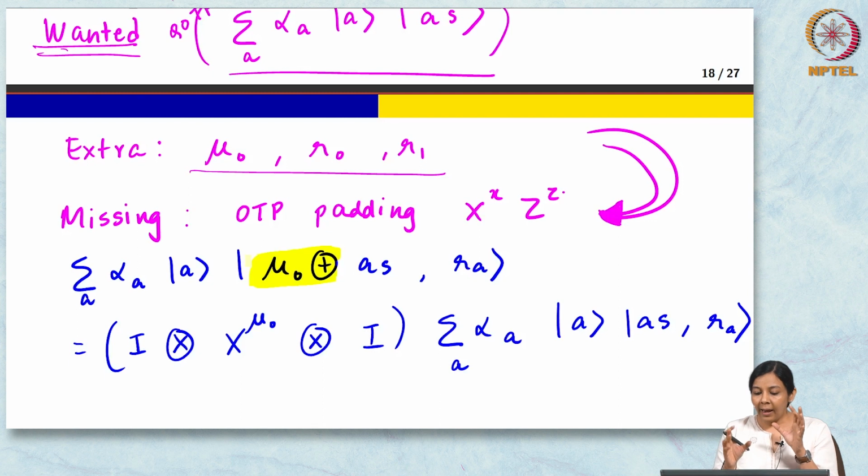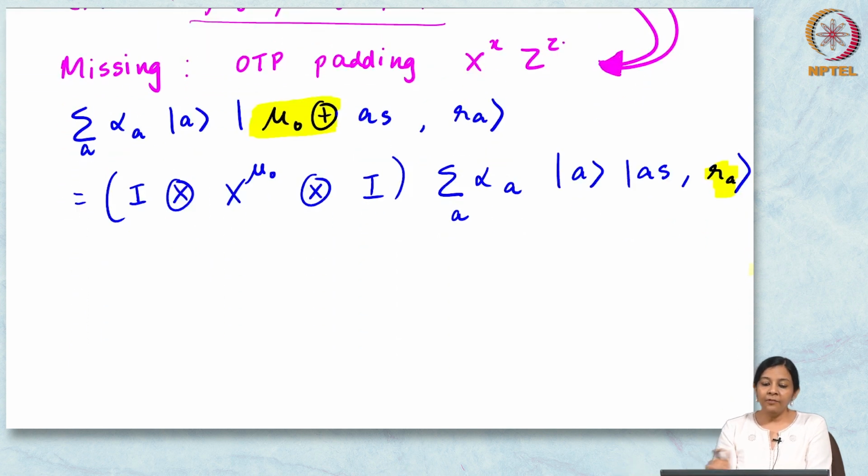But the classical one time pad is not enough, I need a quantum one time pad. So, I also need Z's to start coming in and the R's will be used for that. So, the mu 0 is giving me the X and the R's, I am going to show you how to use those to get the Z's. So, does everybody follow the connection at least between this top state and the bottom state?